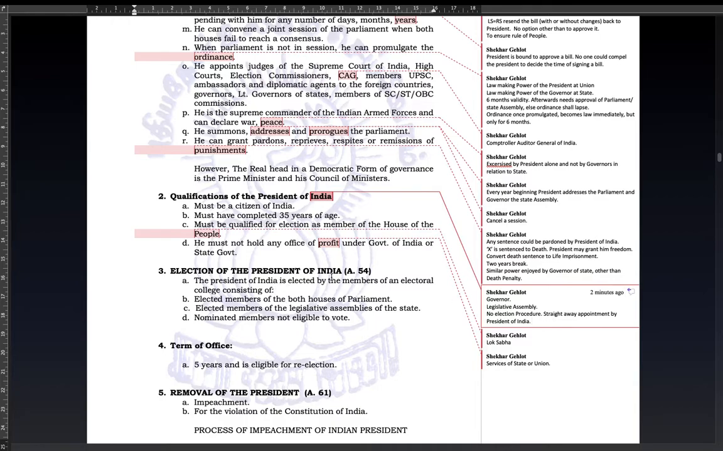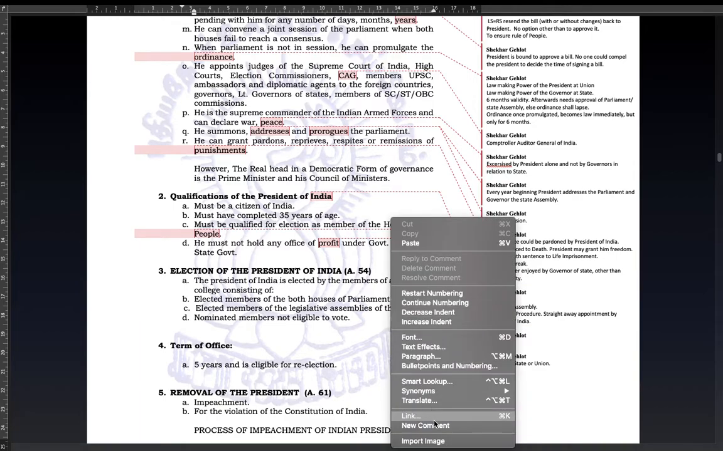Election to the President of India. The President of India is elected by the members of an electoral college consisting of... See, the election of President of India is done by a college that is called Electoral College. Like every college or school, we have students, in this electoral college we have electing members. Electing members are elected members of both houses of the parliament.